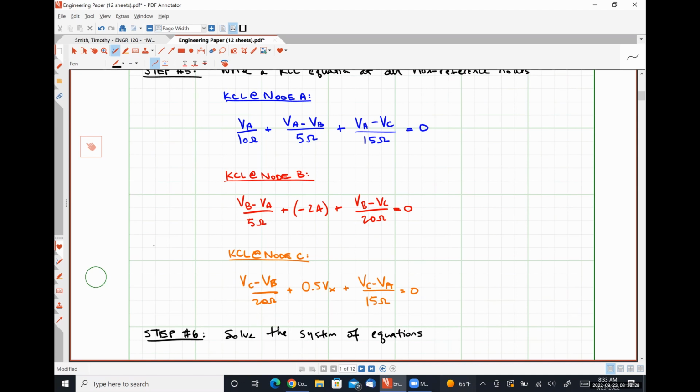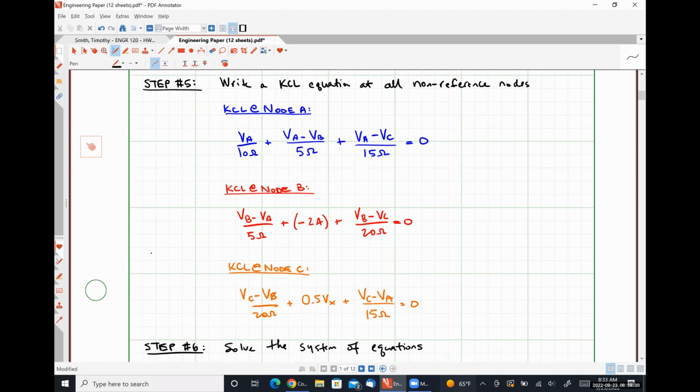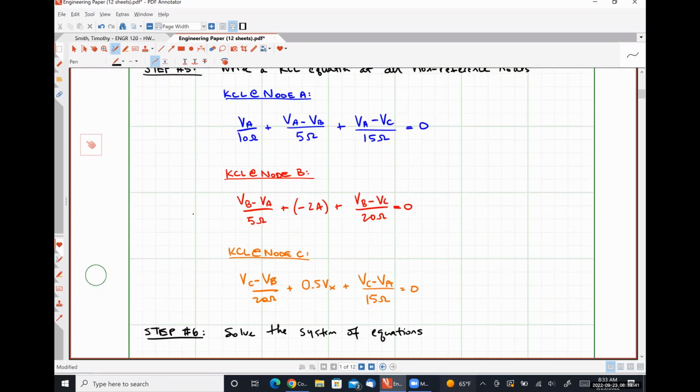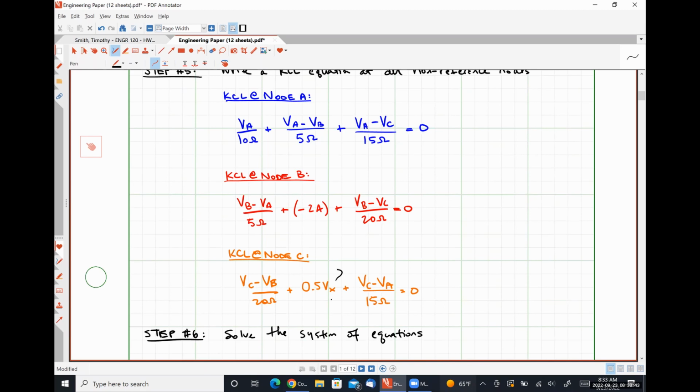How many equations did we write? I disagree. We wrote 4. This one up here is part of that system because we have a dependency here on Vx. Okay?